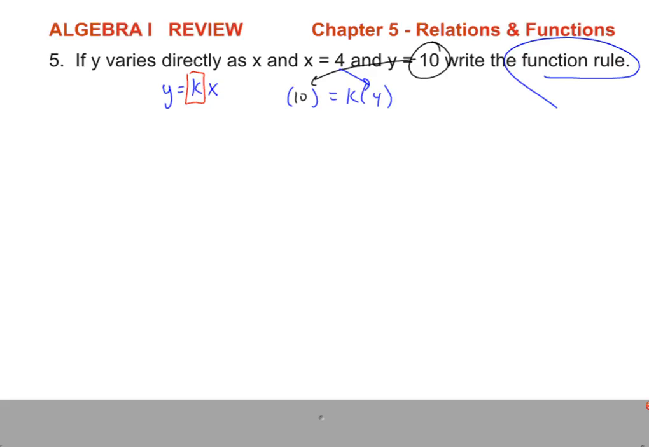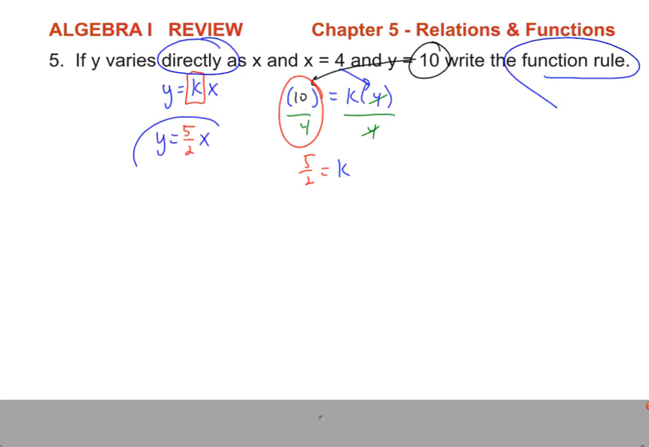How would I solve this like any equation? I'm going to isolate the k. I'm going to divide both sides by 4. And don't forget, you're going to reduce this, and hopefully you see that that reduces down to 5/2. And so k equals 5/2. So now that I found the value of k, how do I write the function rule for this direct variation? I simply go where the k is and I put in the 5/2. That's all I need to do.